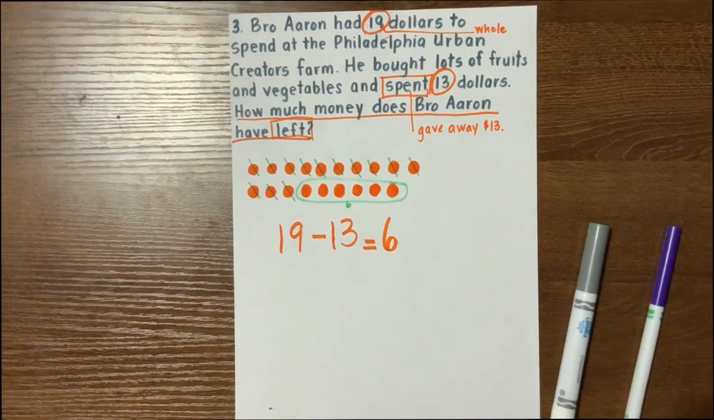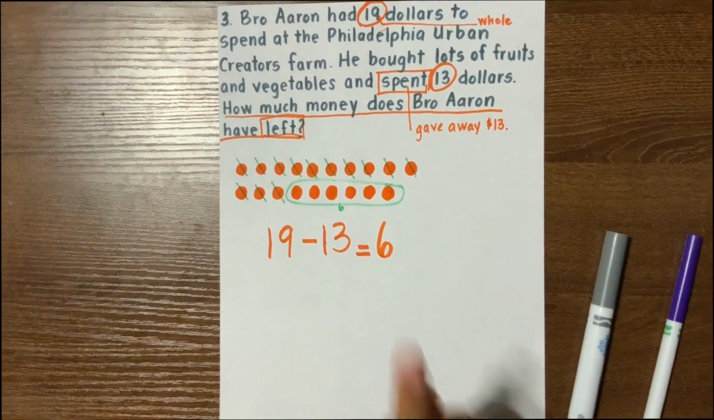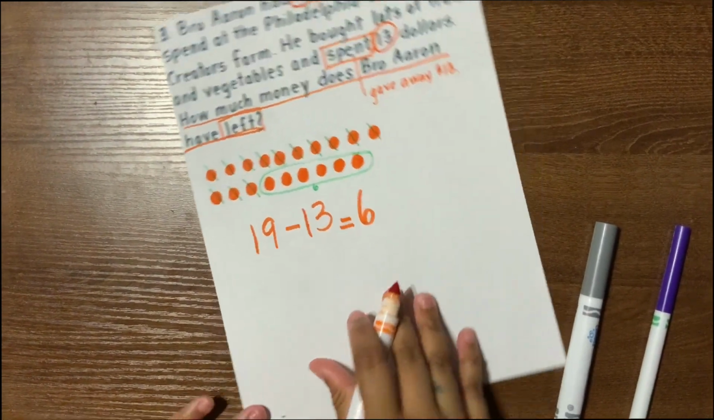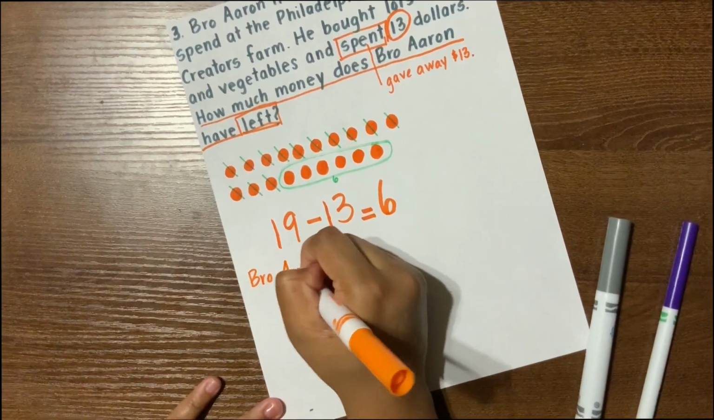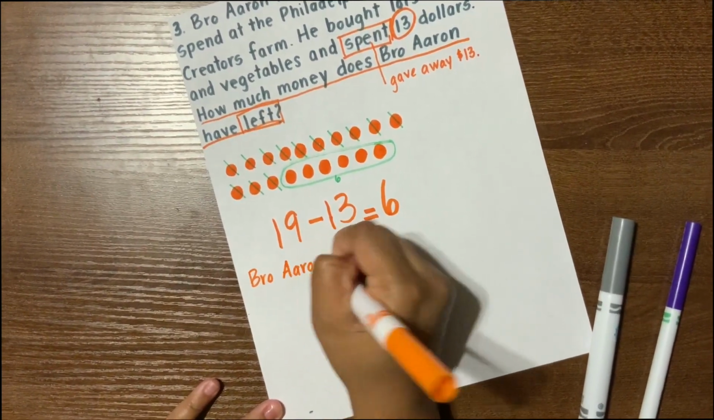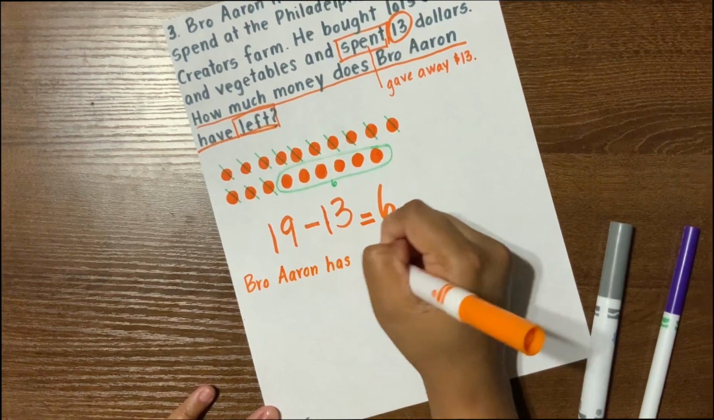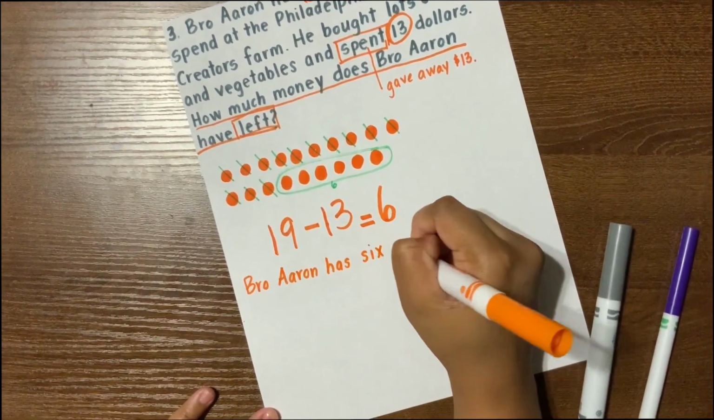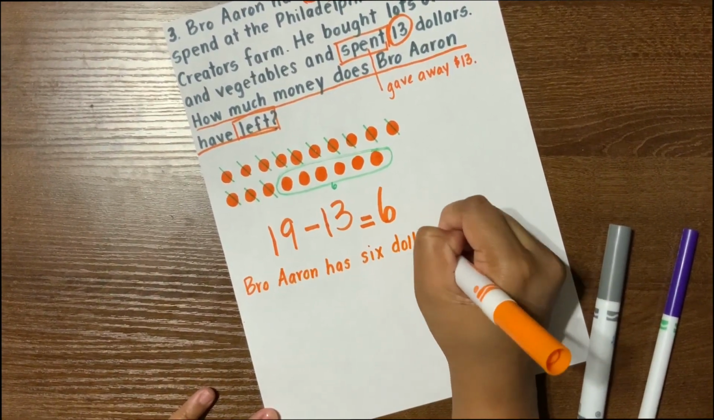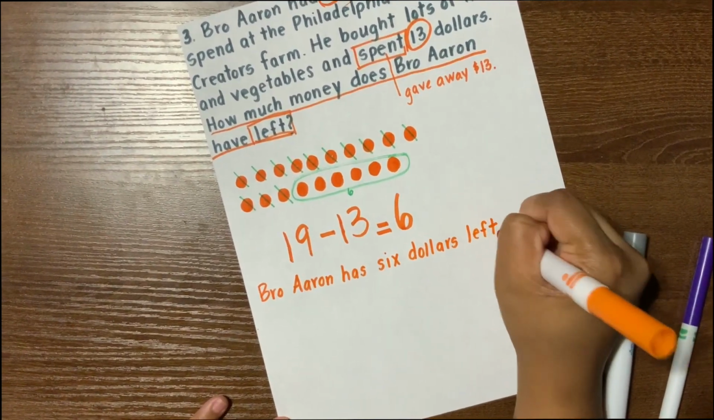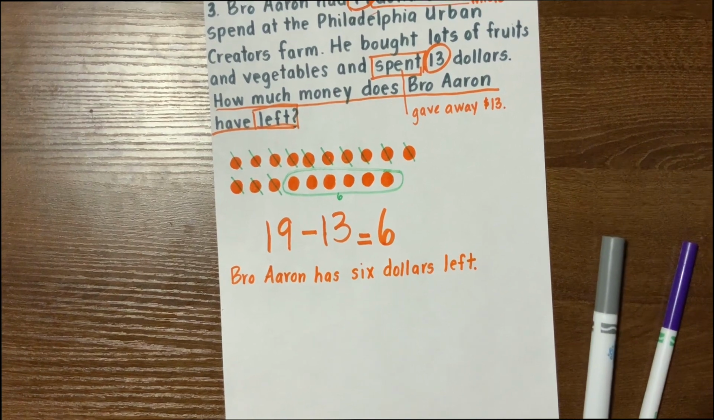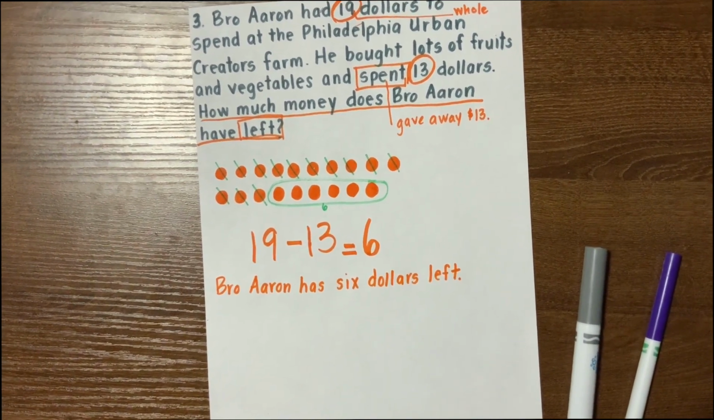How much money does Brother Aaron have left? He has $6. Brother Aaron has $6 left. If you had that Congo Nation, point to yourself and say, I am good.